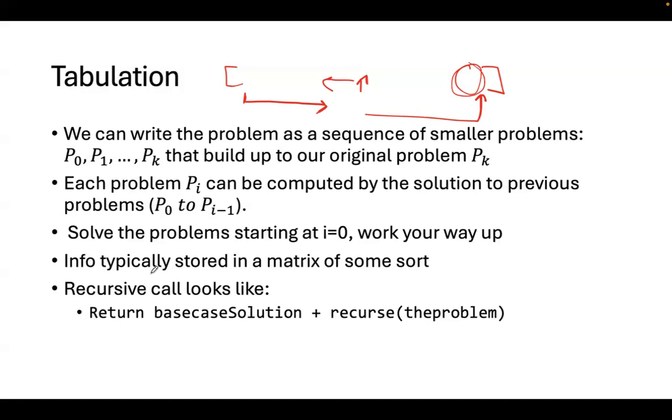So this information is typically stored in a matrix or an array of some sort. And the recursive call tends to look like we've got some of the base case, and then we leave all the bigger problems to the recursive call. So it's just a different way to set up recursion.